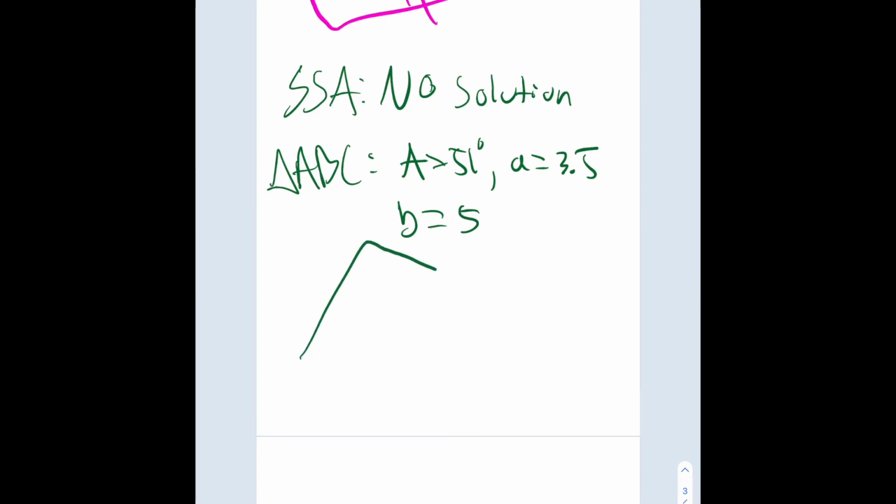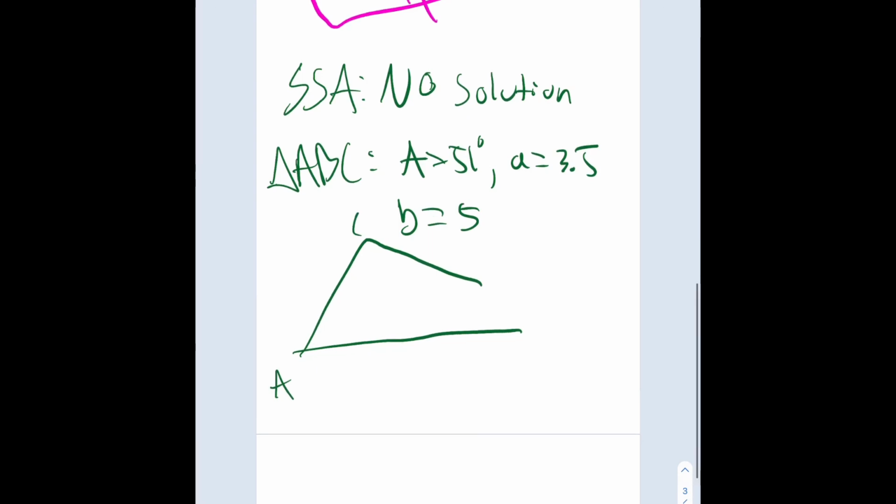If I look at this, if I were to draw it, I would say, okay, I've got something like this. I've got side A, side C. I know that B equals 5. That was given to me. I know that this is 51 degrees. And then it says that A equals 3.5.